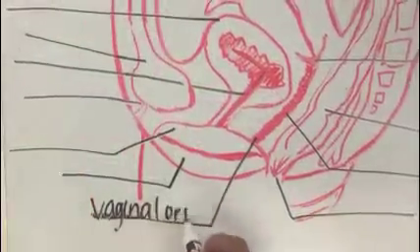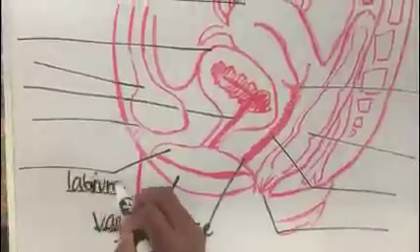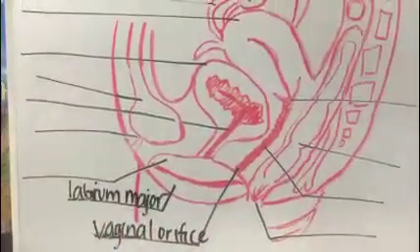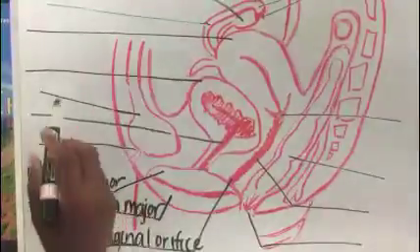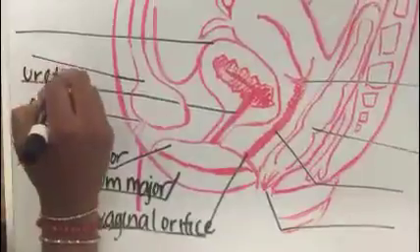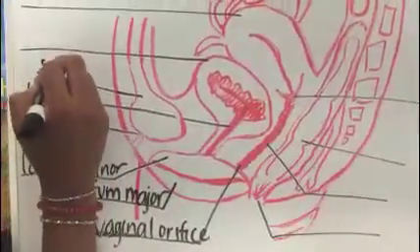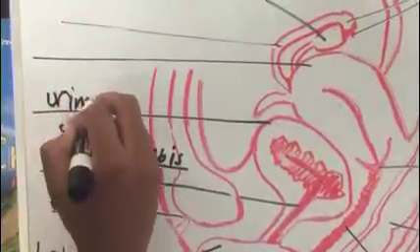This is the vaginal orifice. This is the labium major. This is the labium minor. This is the clitoris. This is the urethra. This is the symphysis pubis. This is the urinary bladder.